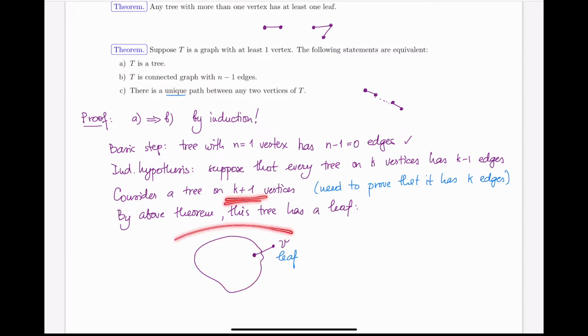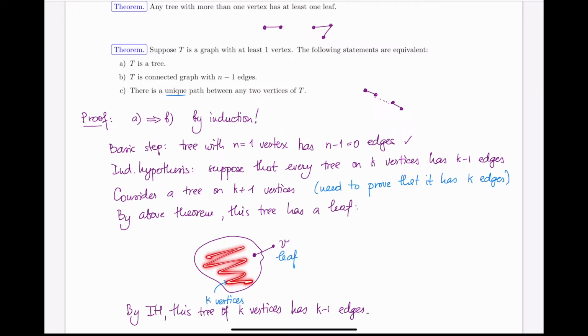Remember that my tree altogether has k plus 1 vertices. I've now managed to separate one of them as being the leaf, which means that what I have here inside now has k vertices. And once I have k vertices, I can apply my induction hypothesis. Every tree on k vertices has k minus 1 edges. So, by induction hypothesis, this tree on k vertices has k minus 1 edges.